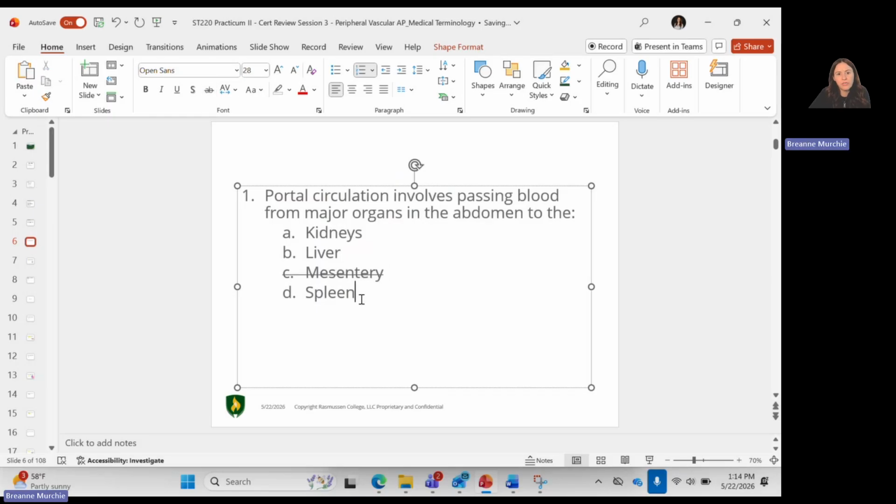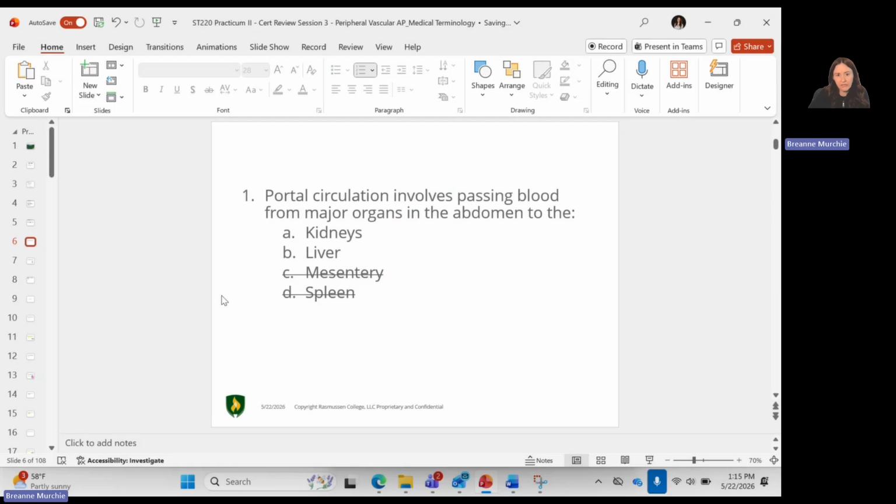What else? So the kidneys, they're the renal arteries and veins. The kidneys are still responsible for filtering the blood. The liver is also responsible for filtering the blood. I'm gonna get rid of spleen, even though it does have some responsibility in recycling old red blood cells.